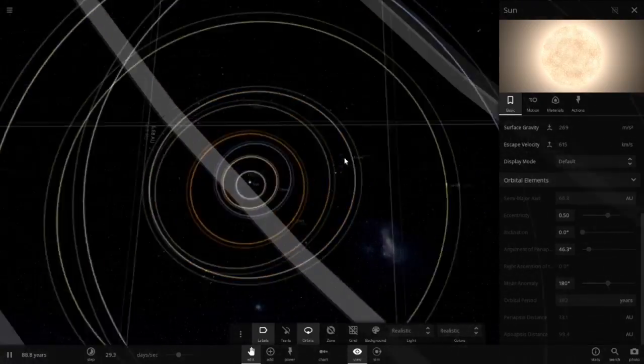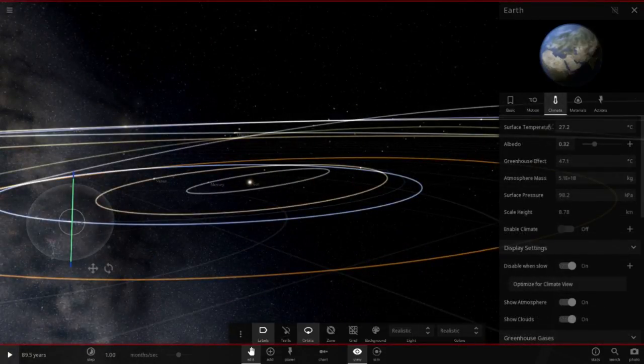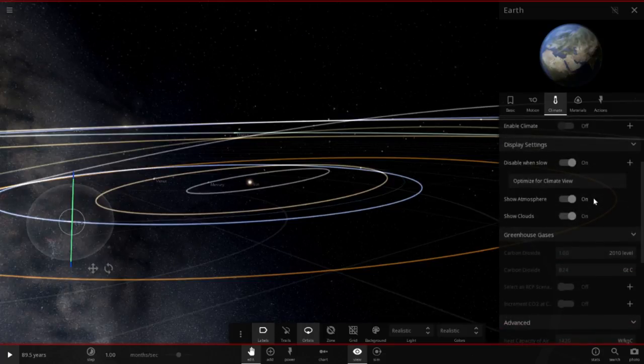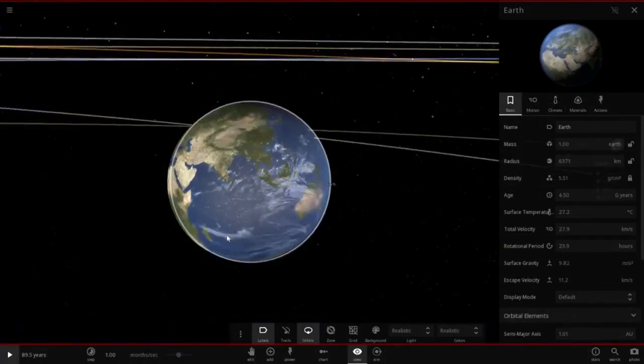See what Earth's climate is now. Okay. Surface temperature is 27.2, which is hotter than normal. Greenhouse effect is basically what it is. Surface pressure, a little bit low. Alright, Earth still looks fine.